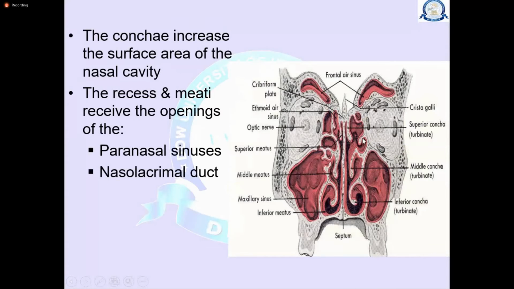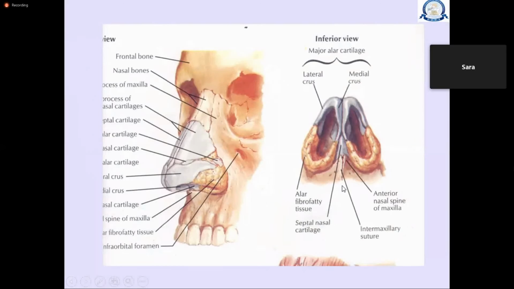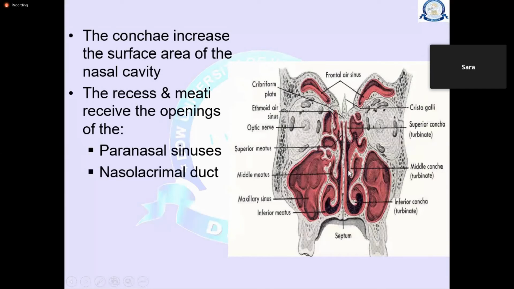So superior concha, middle concha, and inferior concha. Then you had the sphenoethmoidal recess, which was posterior superior to the superior concha. And draining all these meati, you have this common area which is known as the common nasal meatus.